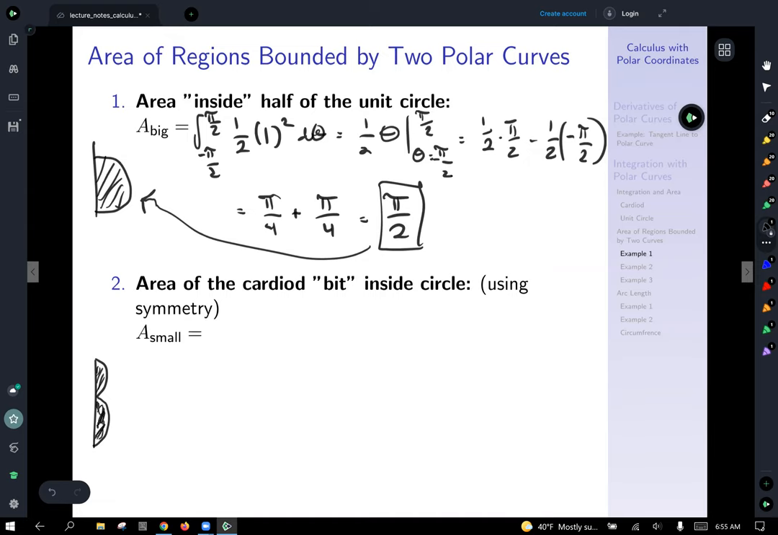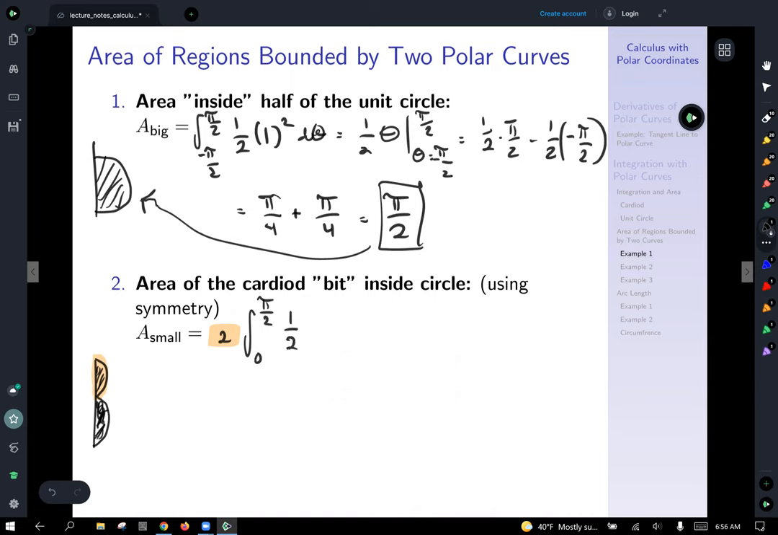And so we could calculate both of those areas, but instead we could also get clever, because I like evaluating things at 0 instead of pi over 2 and other angles. So I'm going to use symmetry and just calculate the top half and double that amount. So the area of my smaller bit, the bit I want to subtract away, is going to be twice the area highlighted in orange, where the angle goes from 0 to pi over 2.